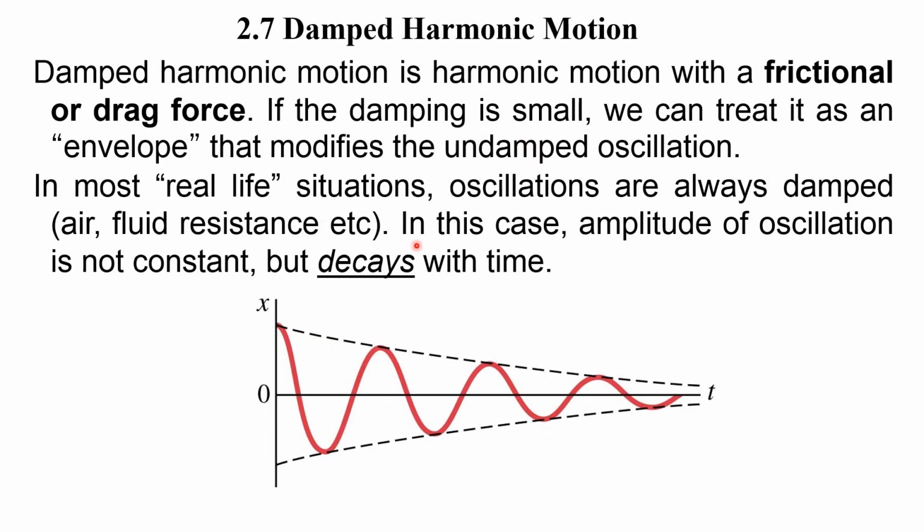Then the second, damped harmonic motion. A damped harmonic motion is a harmonic motion which has a friction force or a drag force during the oscillation. This means that the amplitude of the oscillation decreases with time. It means the amplitude is decaying as time flies, becoming smaller and smaller. This is due to air or fluid resistance.